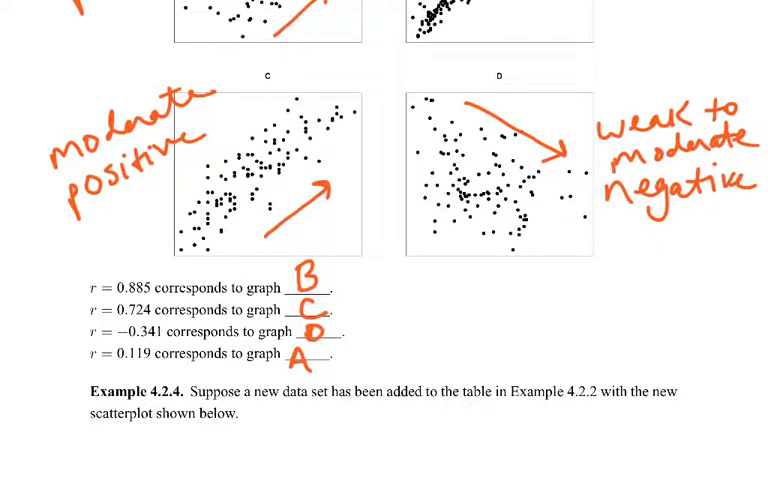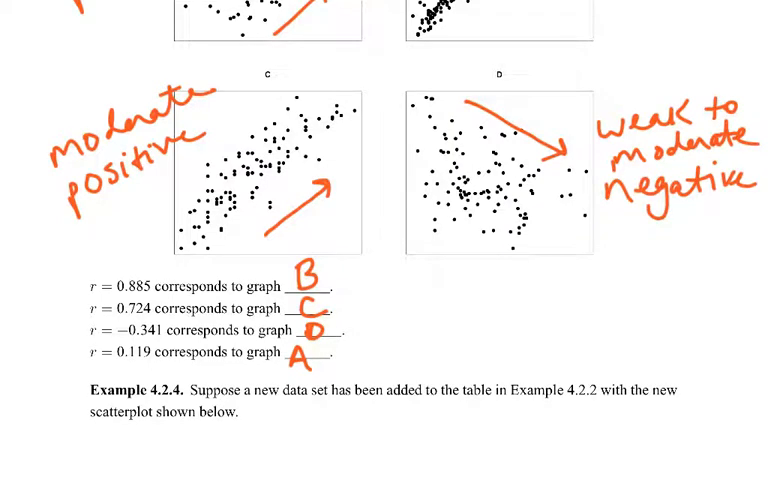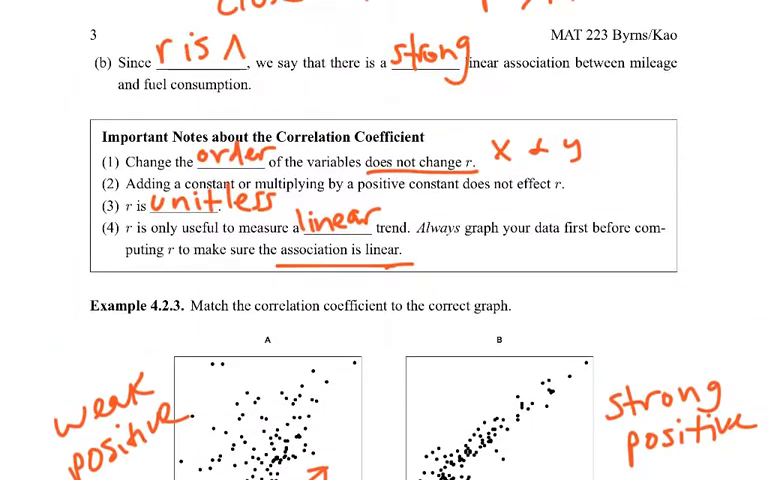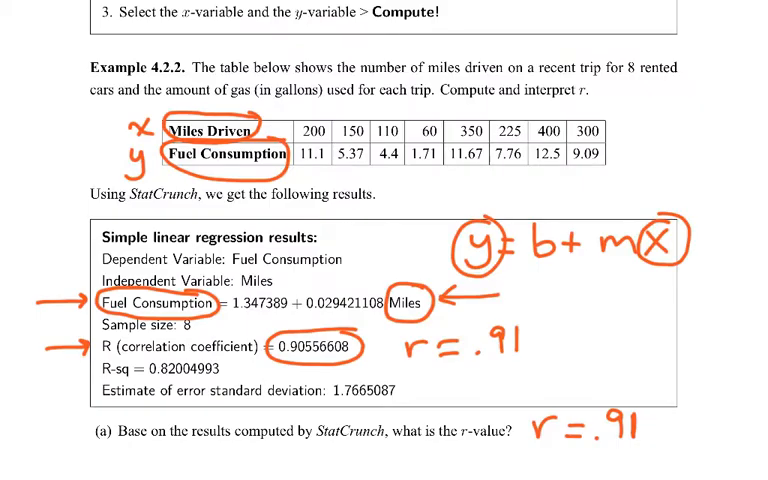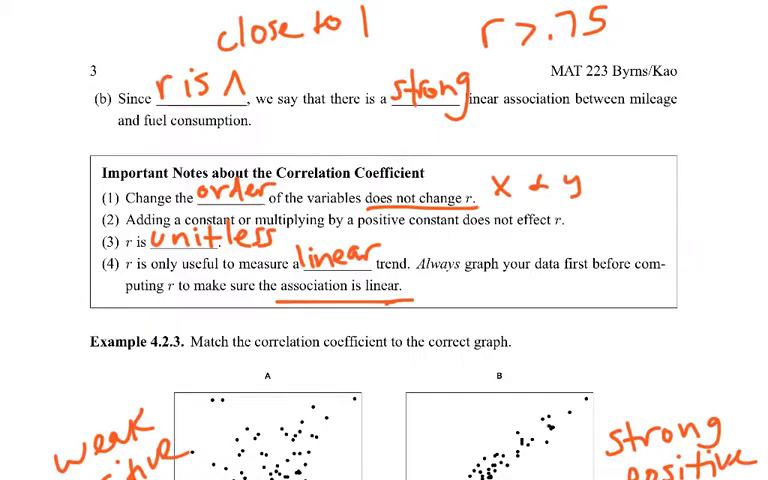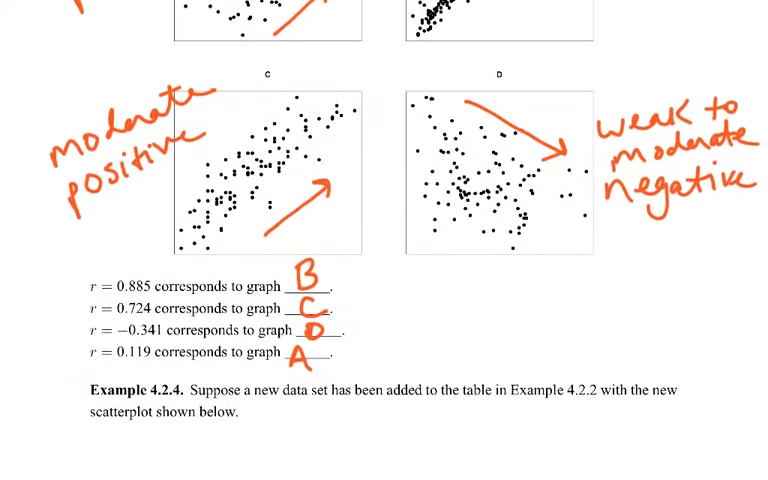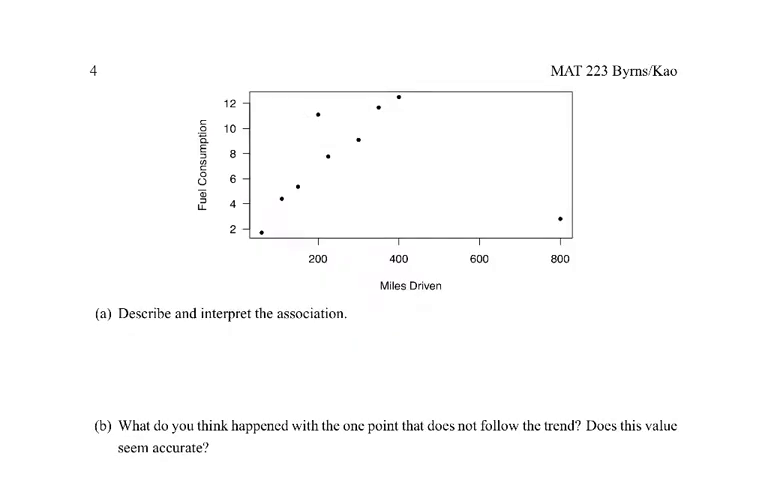And there we go. So the next question, it says, suppose a new data set has been added to example 4.22, which I think was on the previous page. Let me back up. So yeah, our data with our miles driven and our fuel consumption. Let me go back to that example. So it says, suppose a new data set has been added to the table in 4.22 with the new scatter plots shown below. All right, so we're looking again at miles driven for the independent variable versus fuel consumption for the dependent variable. All right, so describe and interpret the association.